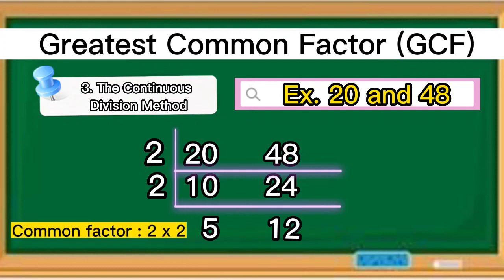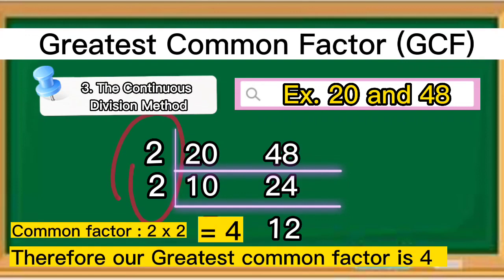Now our common factors are 2 and 2. So 2 times 2 is 4. Therefore, our greatest common factor is 4.